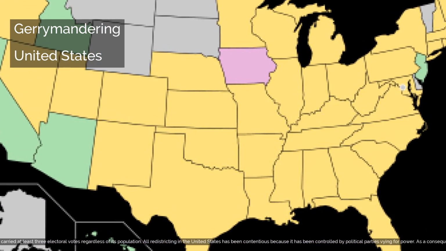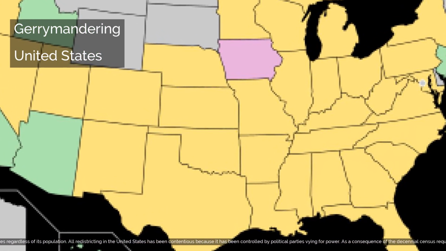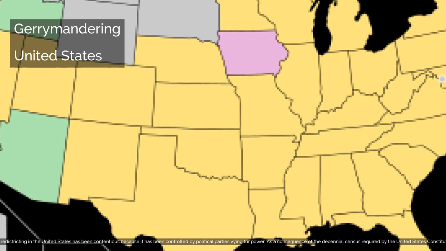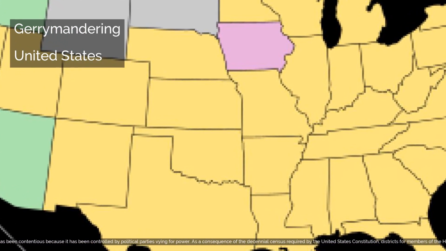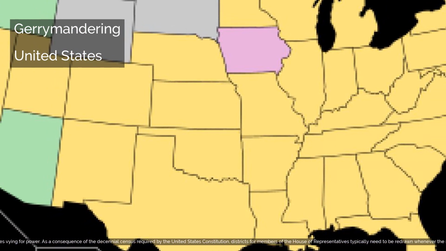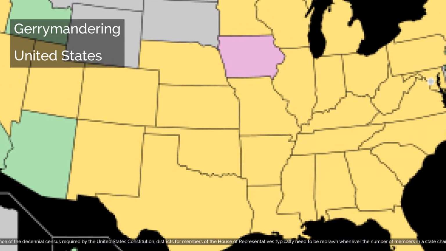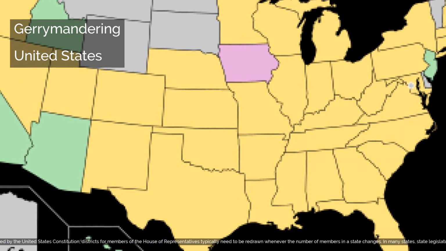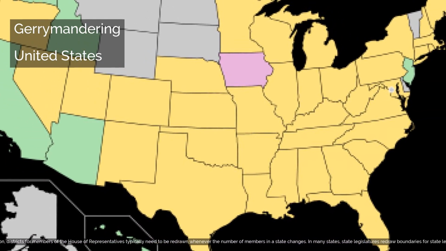for power. As a consequence of the decennial census required by the United States Constitution, districts for members of the House of Representatives typically need to be redrawn whenever the number of members in a state changes. In many states, state legislatures redraw boundaries for state legislative districts at the same time.